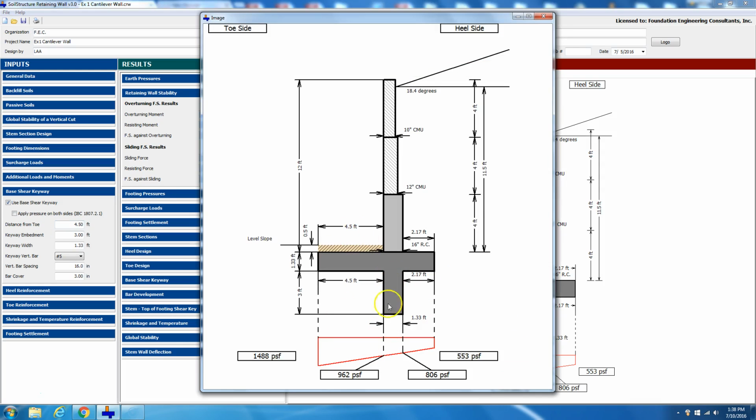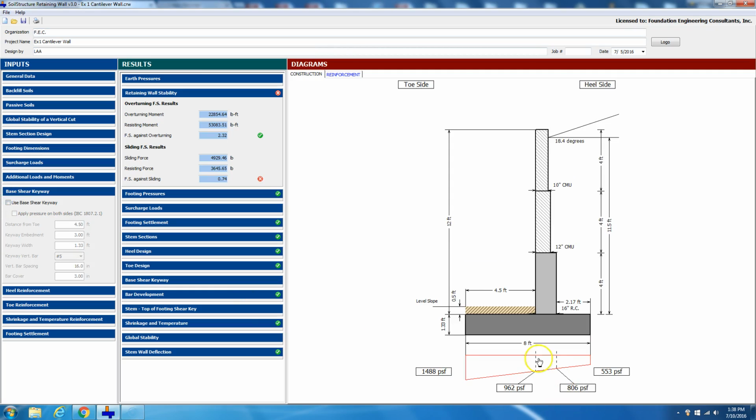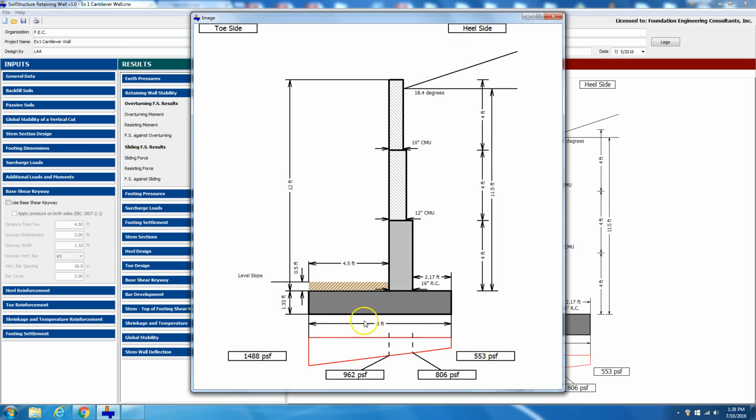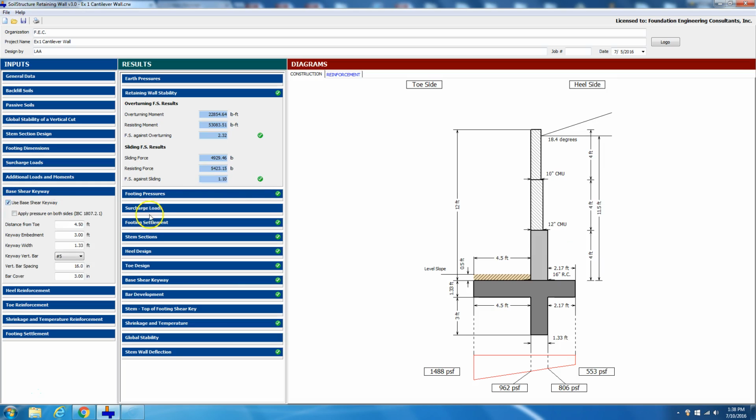If you go back to the diagram, you can see the shear keyway. We can take that out. So if we say we don't need that, you go in and the shear keyway disappears. The only problem is now your sliding factor of safety is less than 1.10 when you have seismic earth pressure. So let's go back and put it in, and it came back to 1.1. Obviously you can have it higher, but that's where we like it, 1.1 or more.